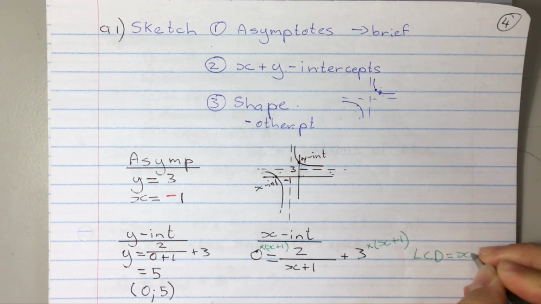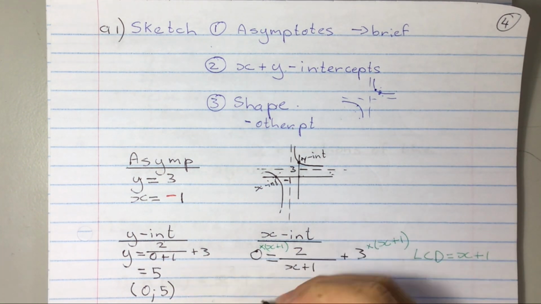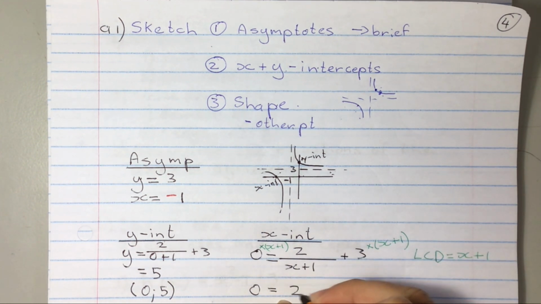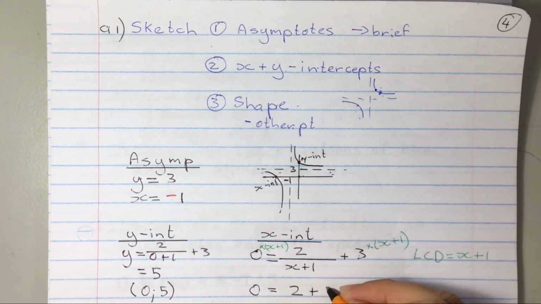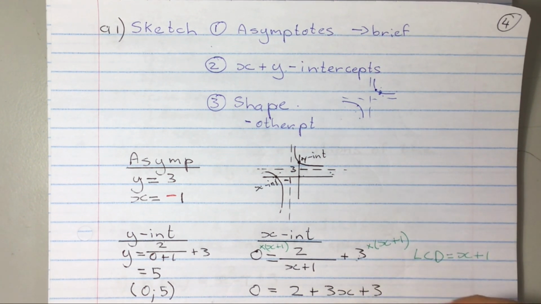Once again, if you can do it in your head, you don't need to show it. So anything times 0 stays 0. And we don't need our LCD here anymore, so that's going to be 2 plus 3 being multiplied with this binomial. So 3 times x is 3x, and 3 times 1 is positive 3. So don't forget to distribute your 3. And so we need to solve for x now.